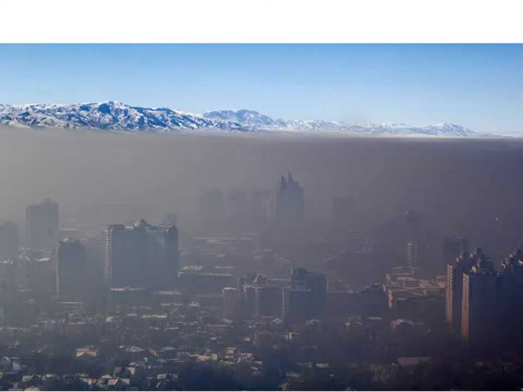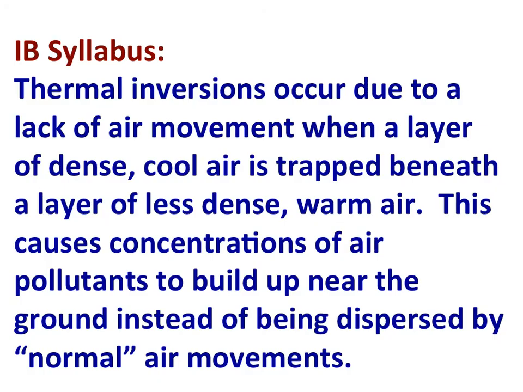A thermal inversion can be clearly seen in this image of Los Angeles. The line of cold air beneath the warm air is clear. Thus, the polluted air is held close to the Earth's surface, and the mountains prevent air from being pushed out. Here's the IB syllabus statement on thermal inversions. Thermal inversions occur due to a lack of air movement when a layer of dense cool air is trapped beneath a layer of less dense warm air. This causes concentrations of air pollutants to build up near the ground instead of being dispersed by normal air movements.